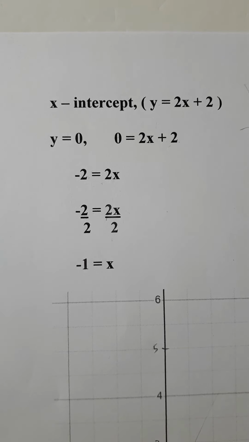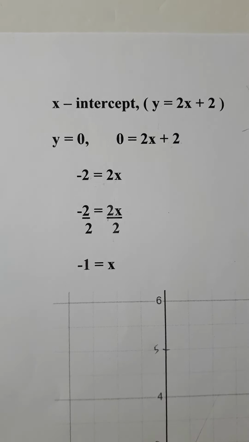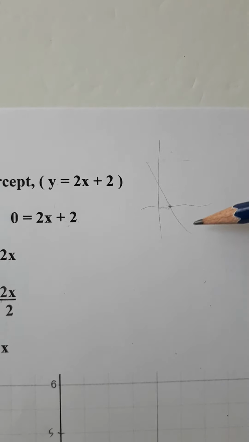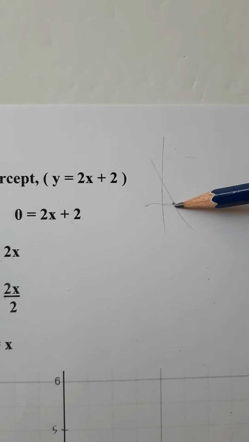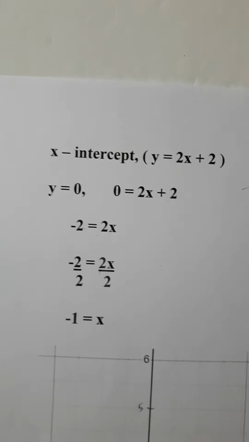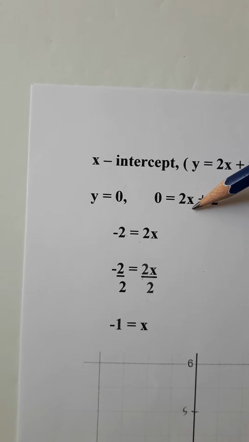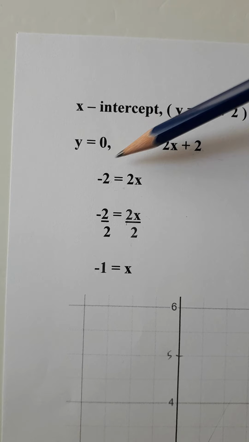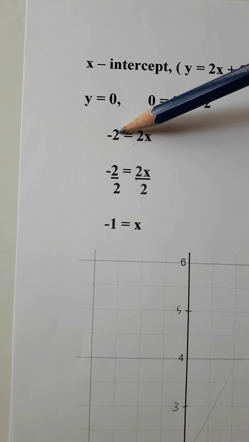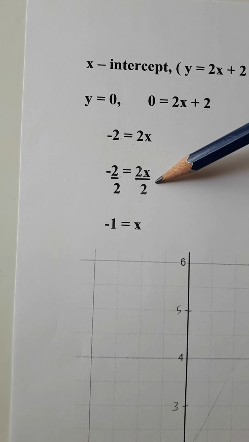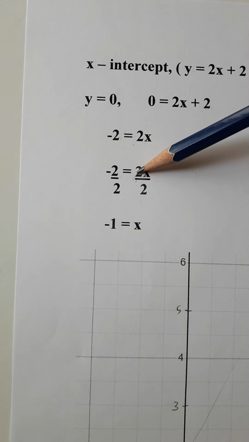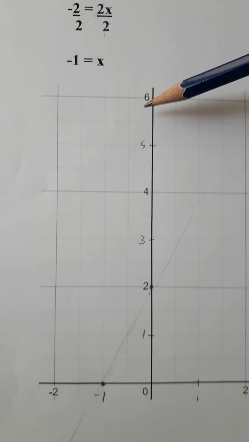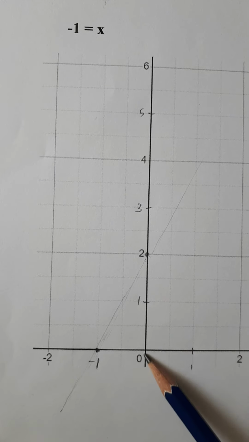At this point, we have some x value, but the y value is 0. We are not going up or down at this point. So make y equals 0 and solve for x. Take the 2 to the other side, it becomes minus 2. Minus 2 equals 2x. Divide both sides by 2 to get rid of these 2. So x becomes minus 1. So when y is 0, x is minus 1.